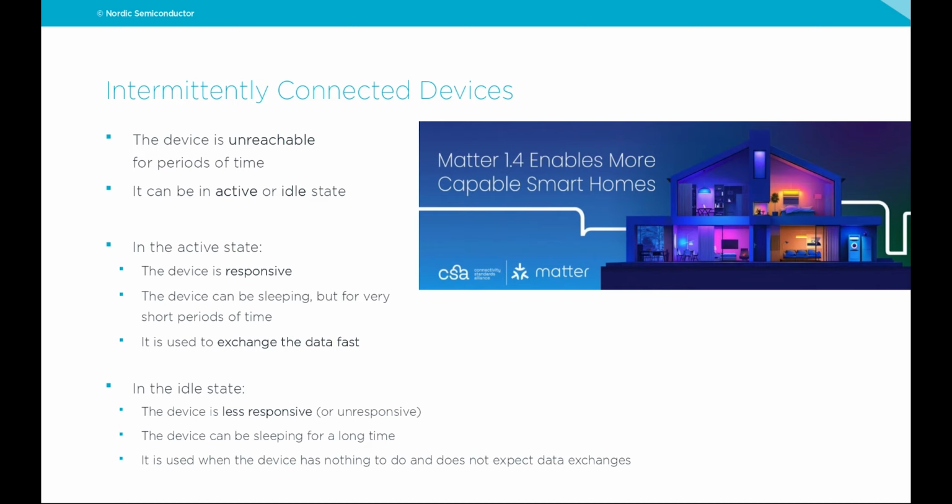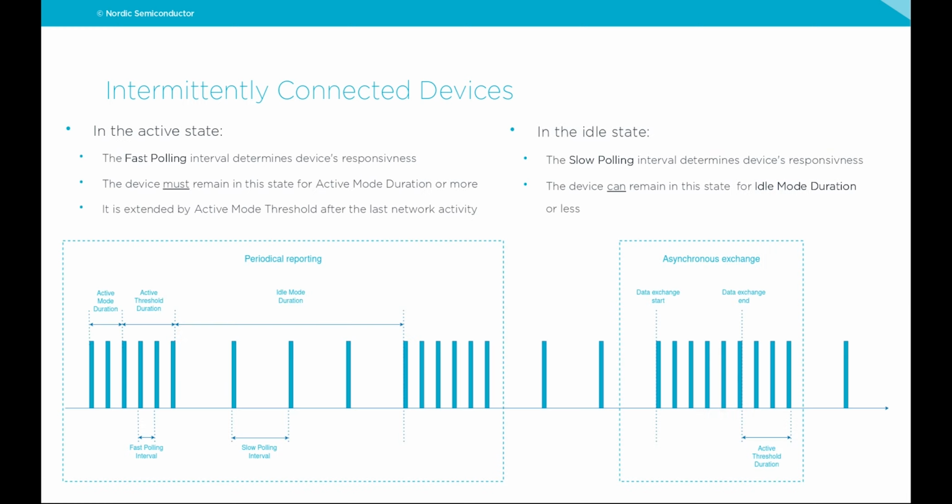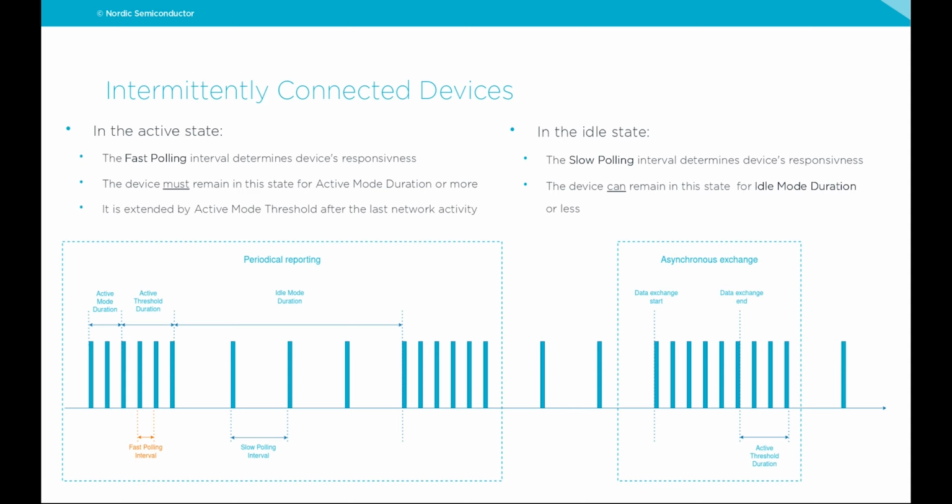Let's take a look at the diagram, as it's easier to understand the exact ICD parameter definitions using an example. It presents an example current consumption chart, and the spikes are device radio activities. So on the left, you can see the periodical reporting case. The device becomes active to send a periodic report. The interval between these spikes is very short, and it's determined by the fast polling interval. And this interval decides about responsiveness on the networking level.